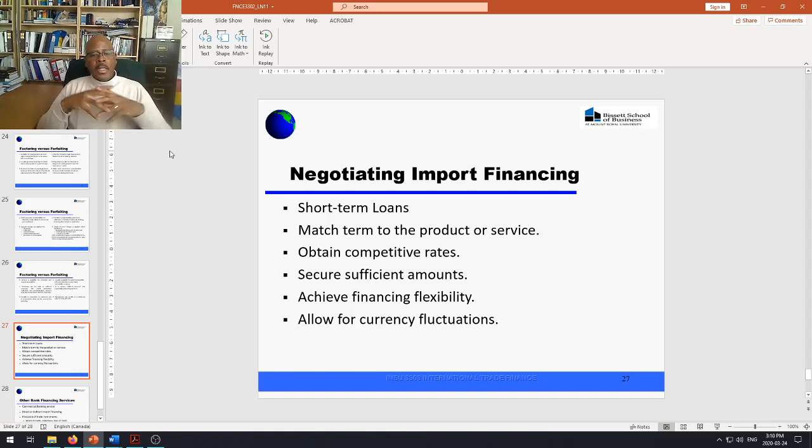So that's it. Now, of course, import financing does not solve the foreign exchange risk problem for the importer. So it does allow for currency fluctuations. Sometimes the import financing will take into account currency fluctuations, and there may be an agreement between the importer and the exporter on how they split the foreign exchange risk. But that's import financing. It's a negotiated way of financing short-term loans when the conditions are right.